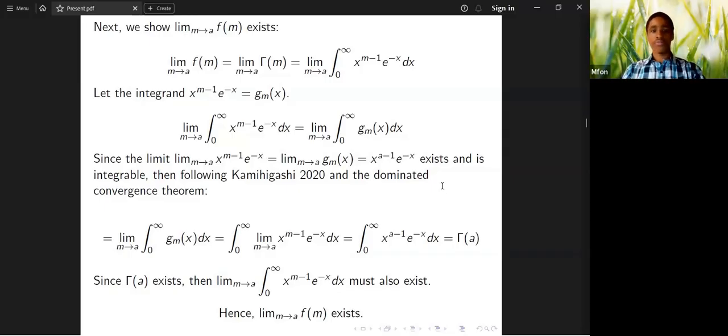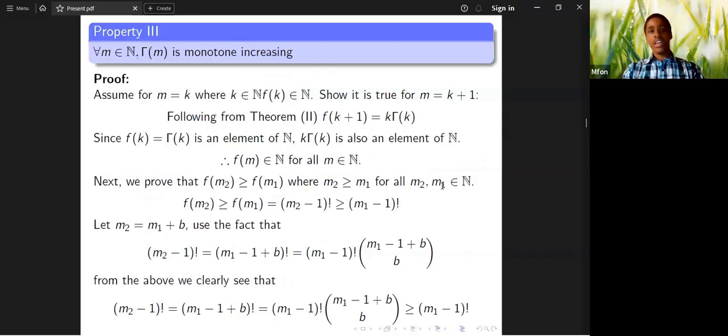Property 3: the gamma function for all m elements of natural numbers is monotone increasing. To prove this, we are going to show that m is an element of natural numbers, which we have already shown before. And we now have to prove that for every m2, m1, where m2 is greater than m1, gamma of m2 is greater than gamma of m1. So we'll prove this through contradiction.